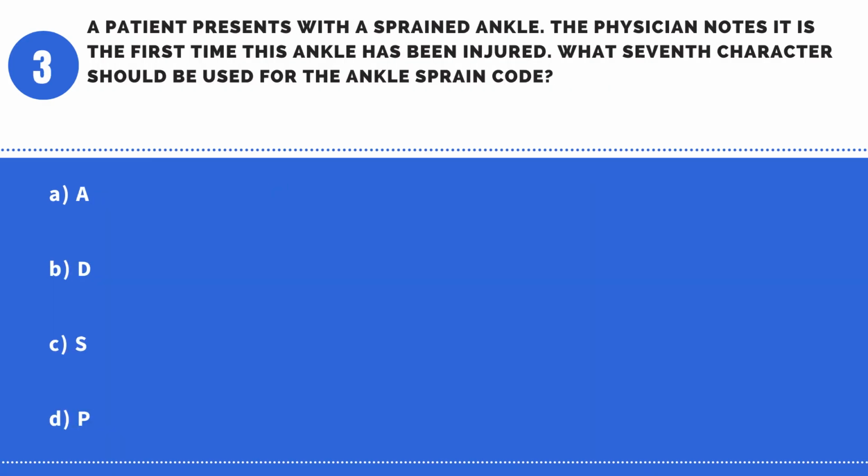Question 3. A patient presents with a sprained ankle. The physician notes it is the first time this ankle has been injured. What seventh character should be used for the ankle sprain code? A. B. D. C. S. D. P.